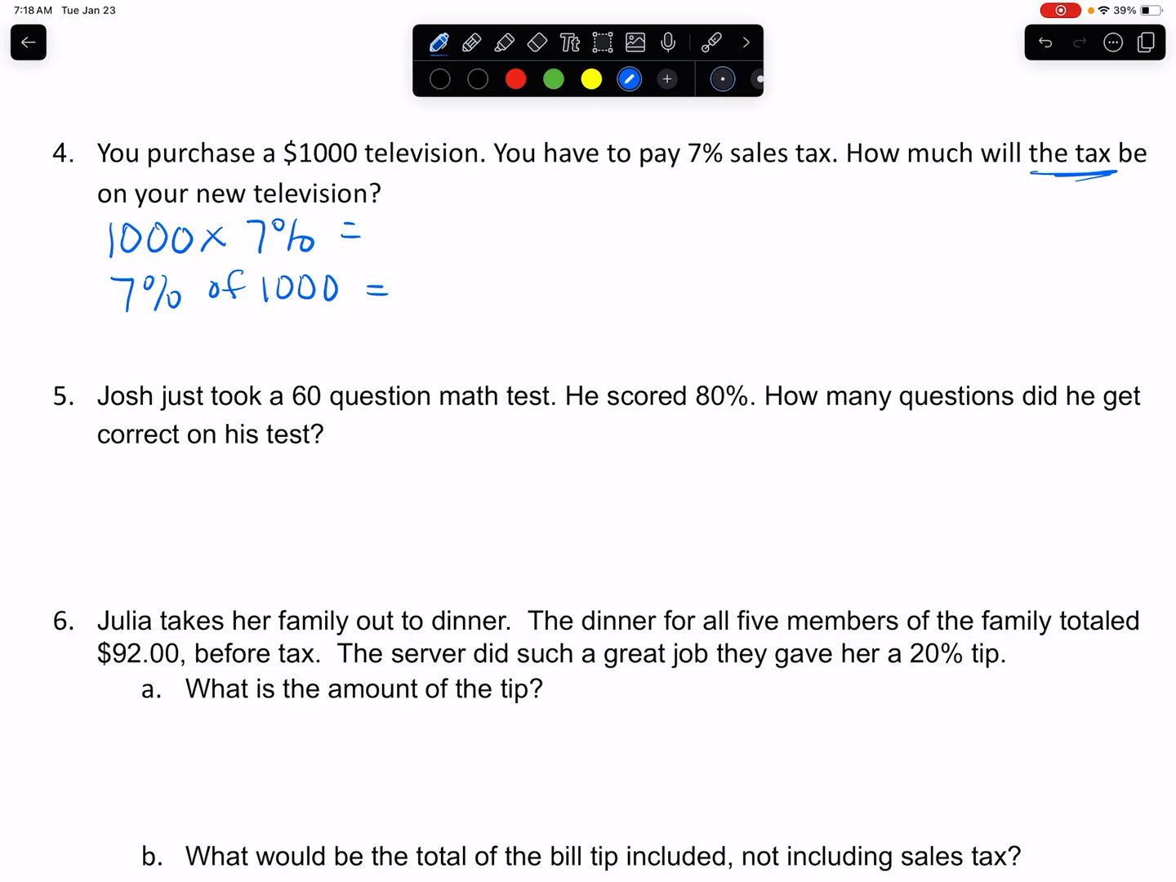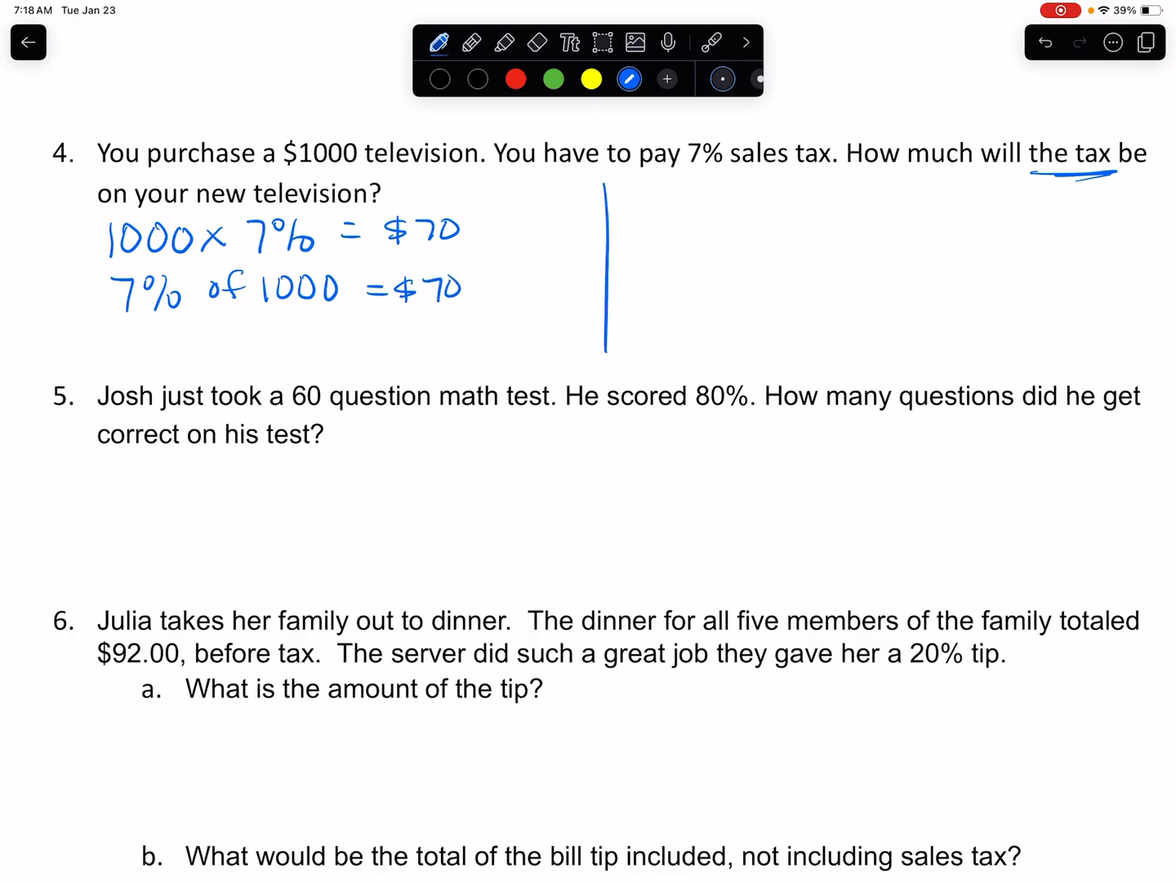I do believe it's like 7 cents. 70, whoa. 1,000 times 0.07. It's a $70 tax.